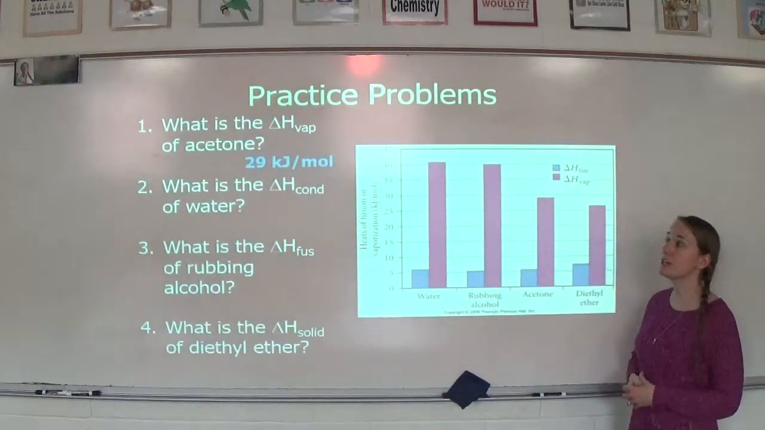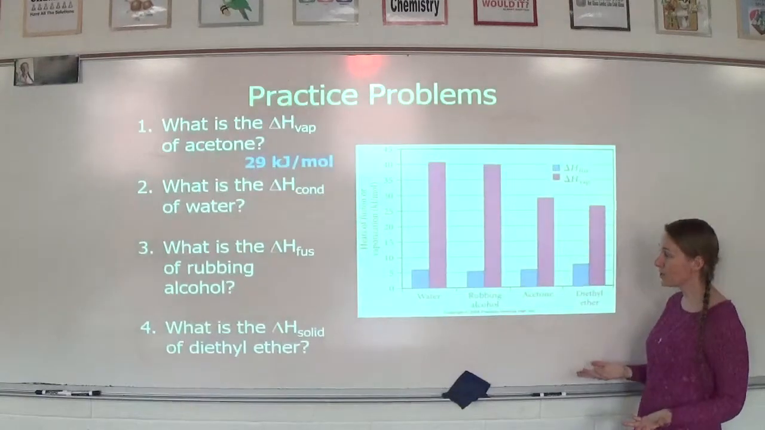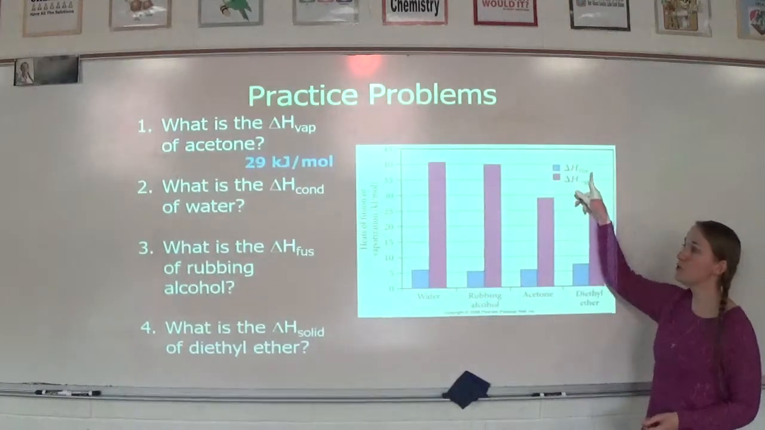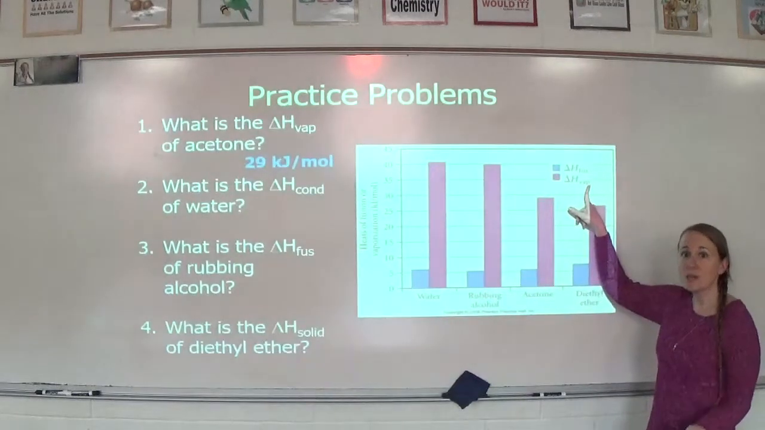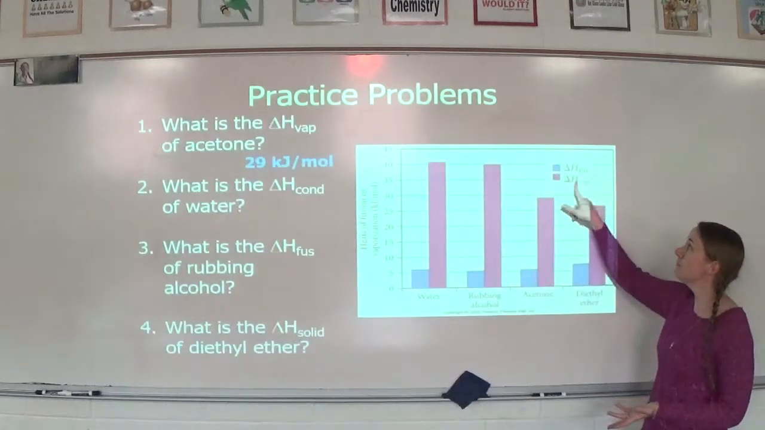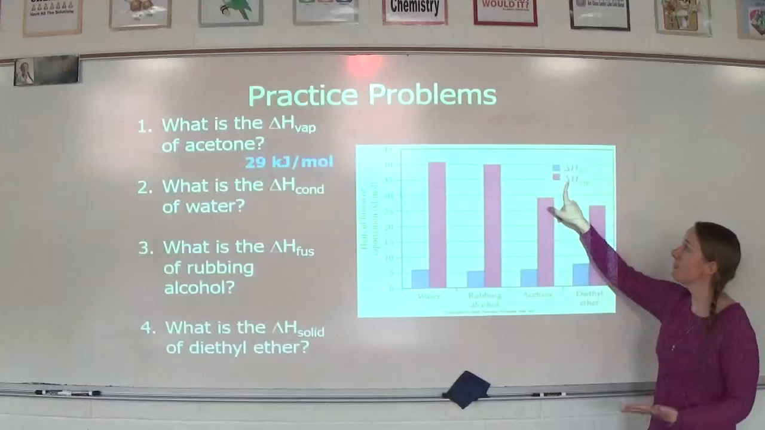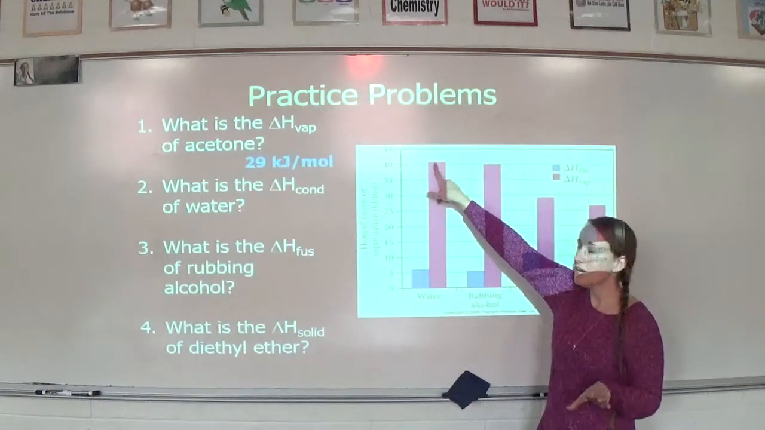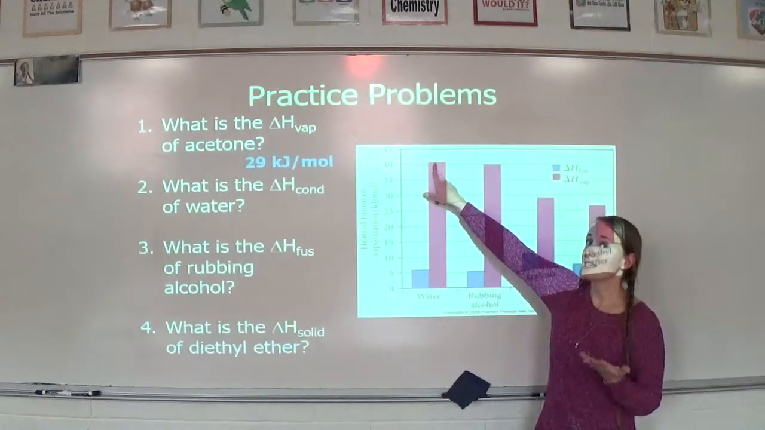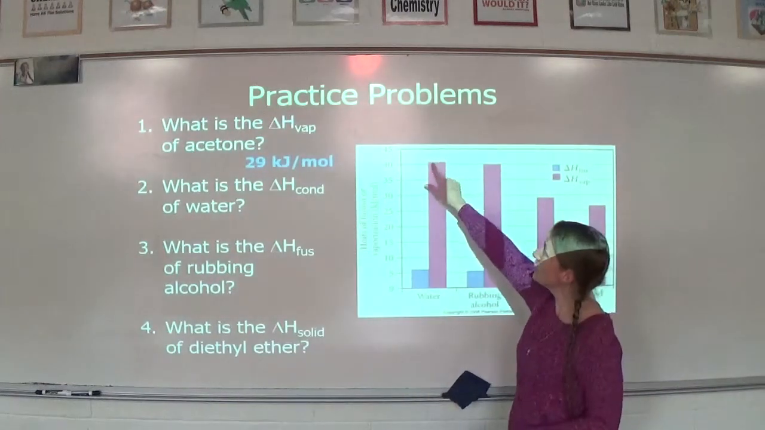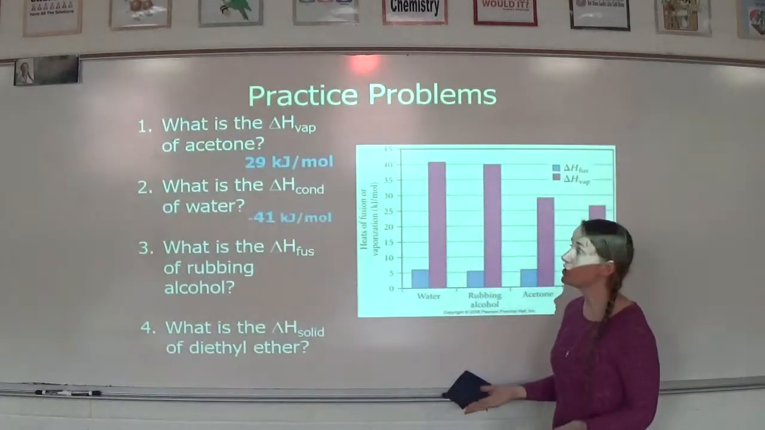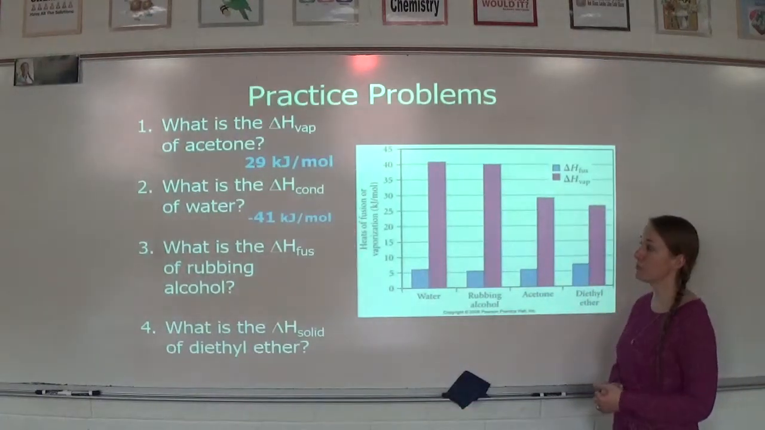Then it says, what is the delta H of condensation of water? So here's water. Now we don't have a delta H of condensation, we have fusion and vaporization to pick from. So what's the opposite of condensation? Vaporization. Okay, so that means I'm going to find my vaporization for water, which is just above 40, but I'm going to make it negative because it's condensation. So I picked about 41 for vaporization, so of course condensation would be negative 41 kilojoules per mole.